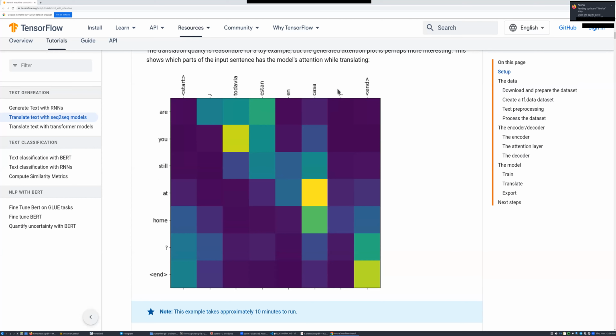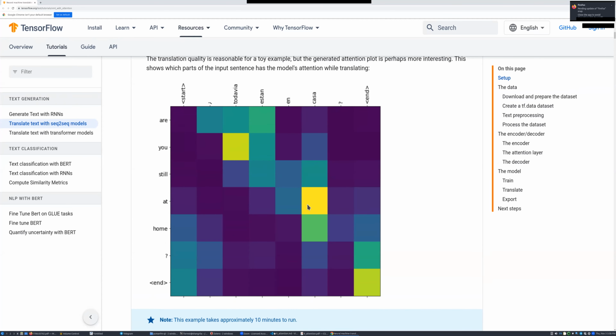Here's a longer example. I guess this is the French, this is English, and the English translation says, "Are you still at home?" You can see there are some high attentions. The yellow one, I assume, means high attention. So for example, you can see this word "at" and this word in French have higher attention, while this word in French and this English word "you" have higher attention. And very interestingly, this state, which represents the end of the French sentence, and this state, which represents the end of the English sentence, both have higher attention.